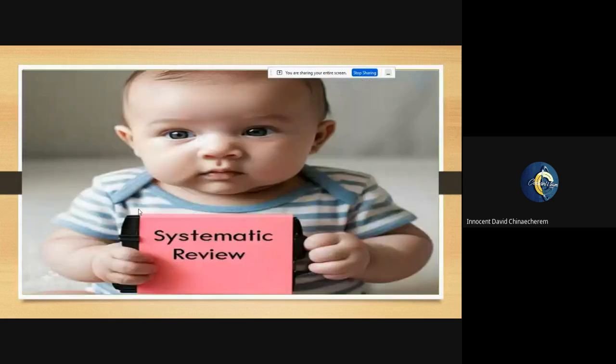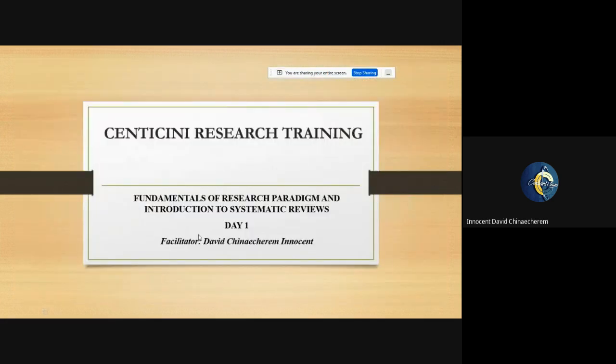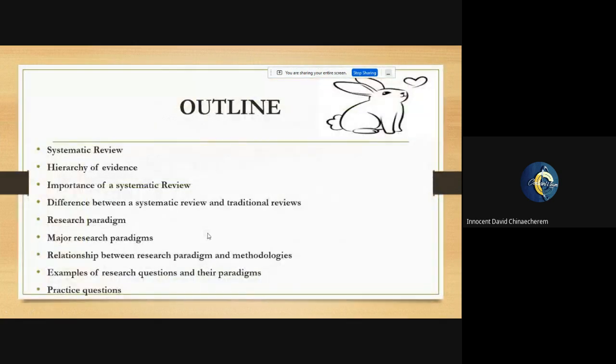Before we end the session, I'm just going to have a run through of what we've talked about. I started by introducing myself. We talked about the fundamentals of research paradigm and introduction to systematic reviews. We looked at the hierarchy of evidence, talked about the importance of systematic review, and looked at the differences between systematic review and traditional review. We looked at the major research paradigms and the relationship between research paradigm and methodologies. Then we also beautifully looked at the questions, which we can't wait to start. I'm sure we really want to start working on our systematic reviews.